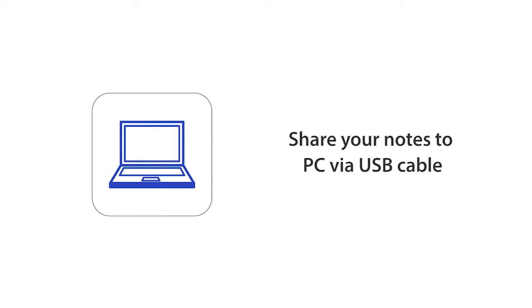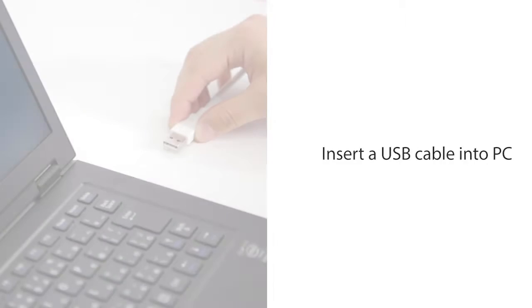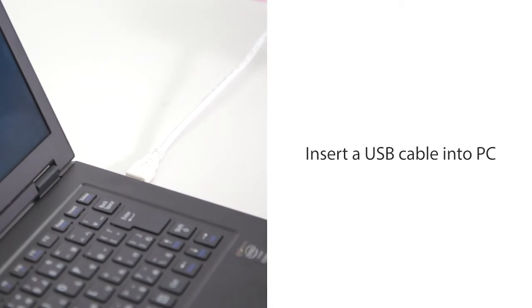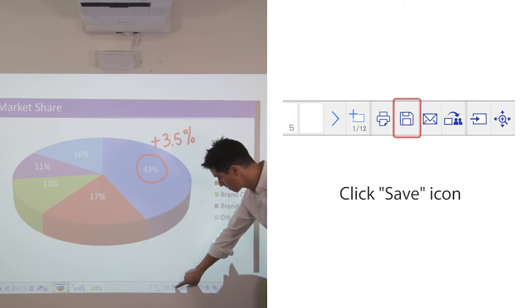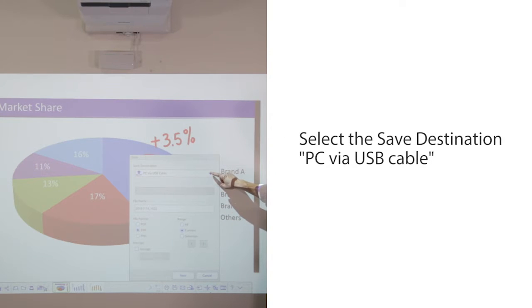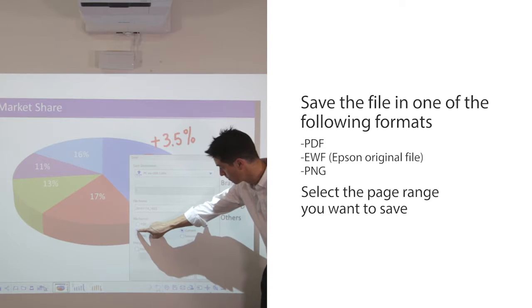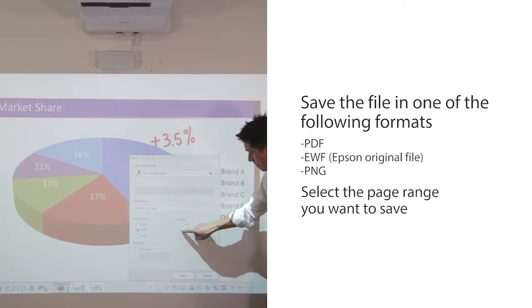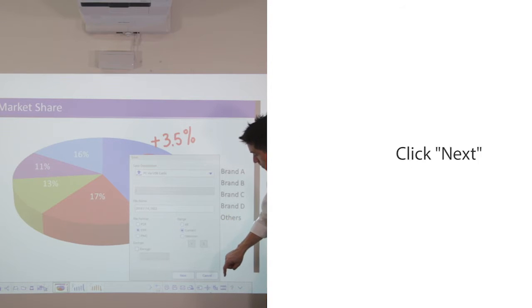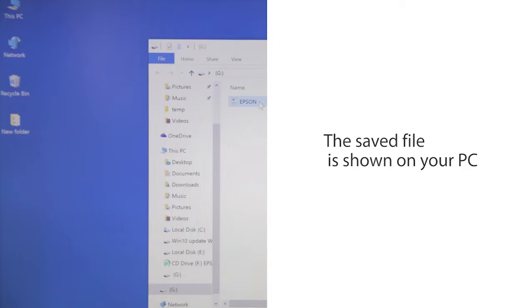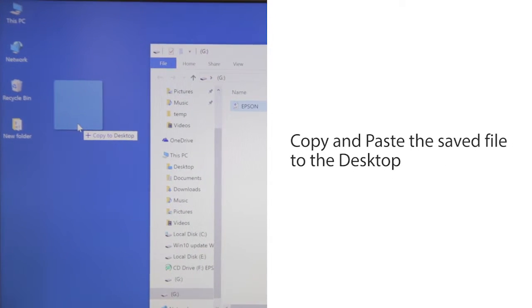Share your notes to PC via USB cable. Insert a USB cable into PC. Click Save icon. Select the save destination, PC via USB cable. Save the file in PDF, Epson original format, or PNG. Then select page range. Epson format allows you to come back to it and make changes to your file. Click Next. The saved file is shown on your PC. Copy and paste the saved file to the desktop. Now your notes are saved in your PC.